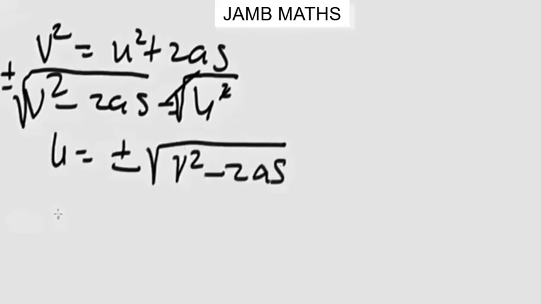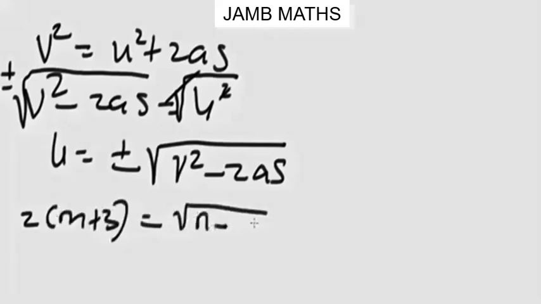Now let's look at this one. This one is not straightforward, but it's very simple. We're going to solve it together. Let's say we have 2 in bracket m plus 3, squared, equals square root of n minus 5. And we're asked to make n the subject formula.